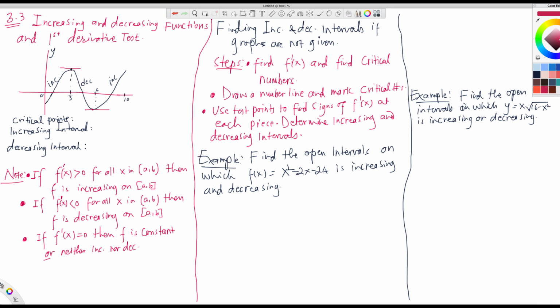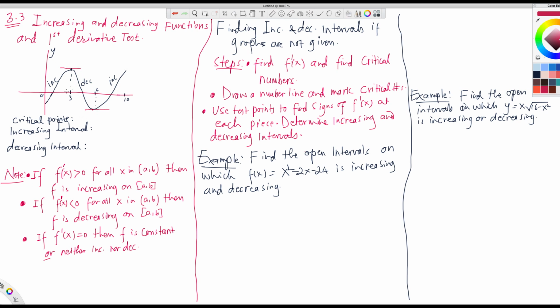At 3 and at 6, the first derivative is 0. The first derivative is the slope, so the slope of this tangent is 0. That's why it is parallel to the x-axis. The slope of the tangent at 6 is also 0, because it is parallel to the x-axis.